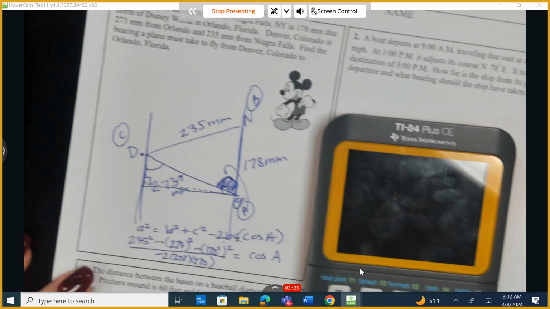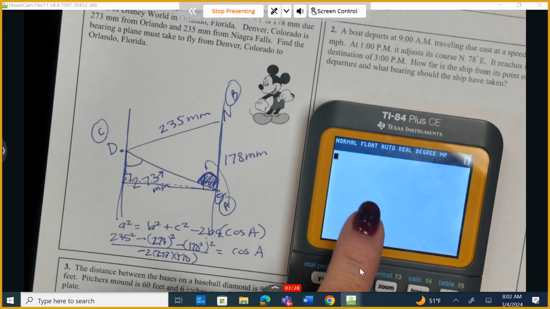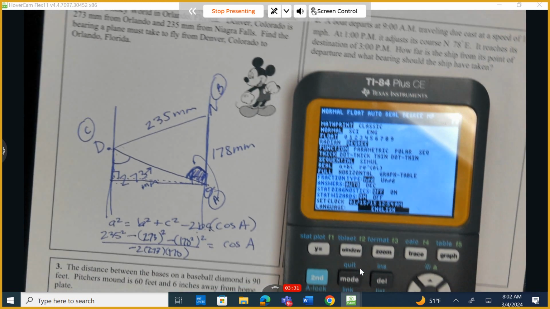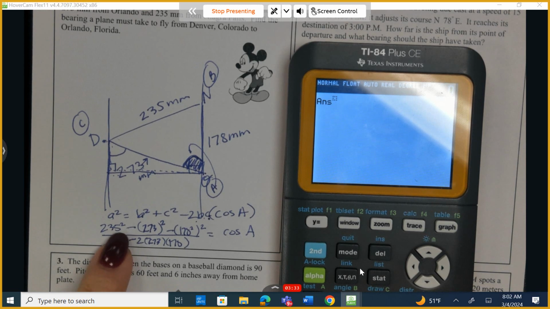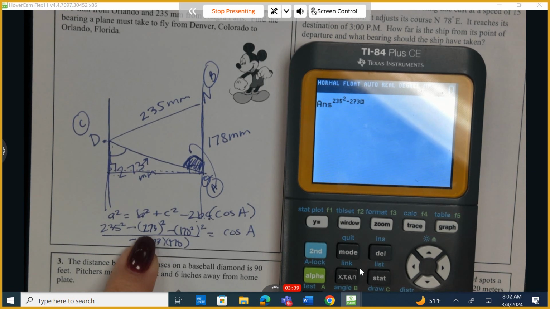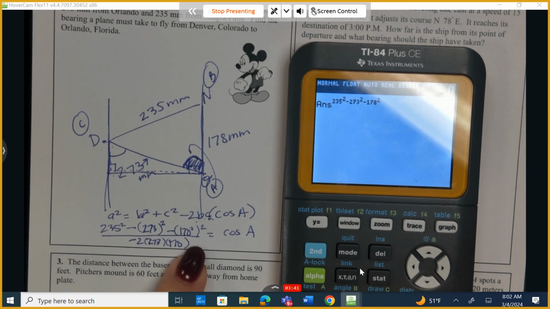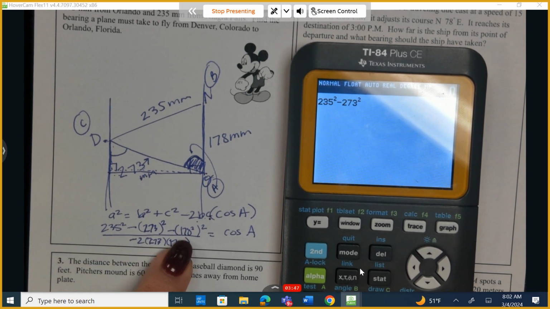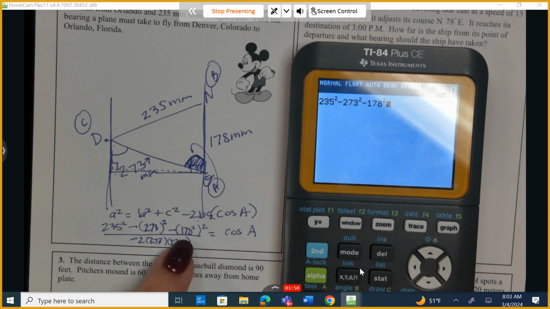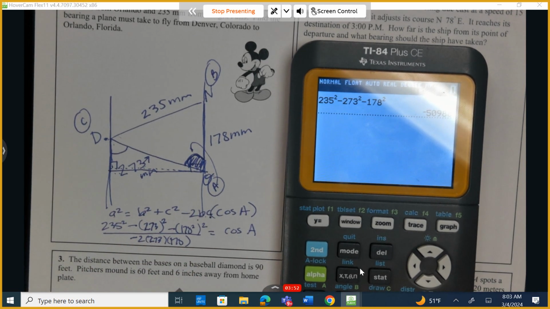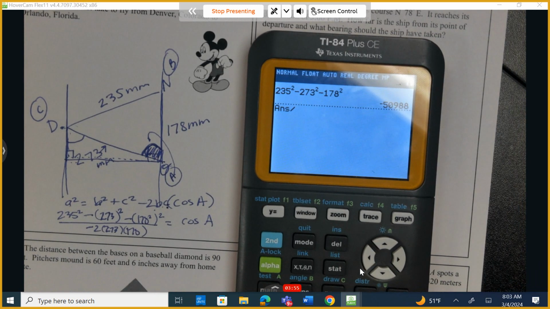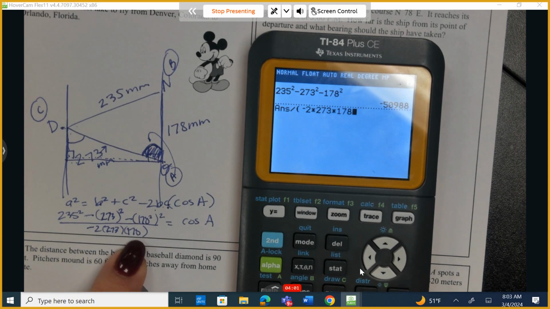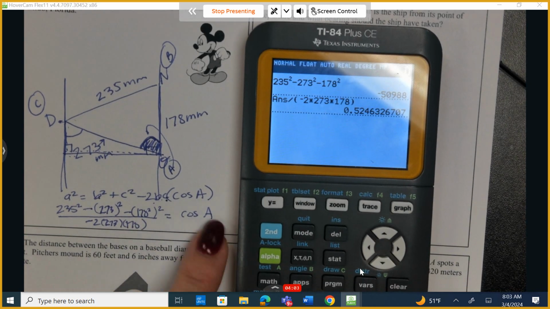So grab your calculator, and please make sure you're in degree mode by hitting mode, especially if you reset your calculator. I'm only going to do the top first. 235 squared, subtract 273 squared, subtract 178 squared. I want to make sure that my numbers all look correct. Okay, that's great. I'm going to press enter. And now I'm going to divide it by, in parentheses, negative 2 times 273 times 178. Okay, that's what the cosine of A is.